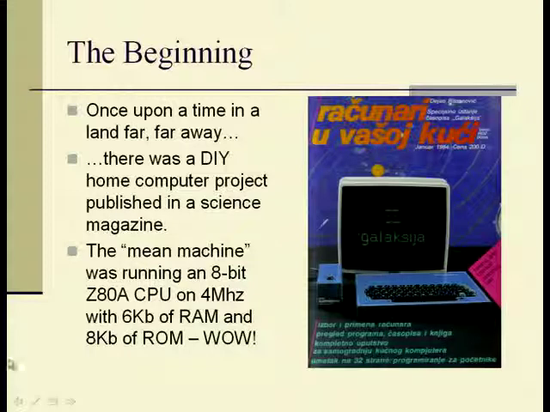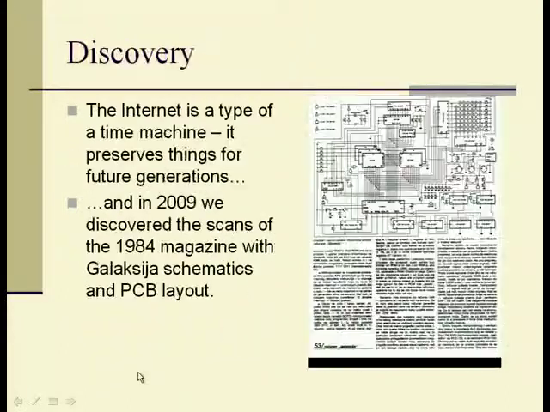Back in the 80s, a Z80 CPU running at 4 megahertz with 6K of RAM and 8K of ROM was a pretty mean machine.